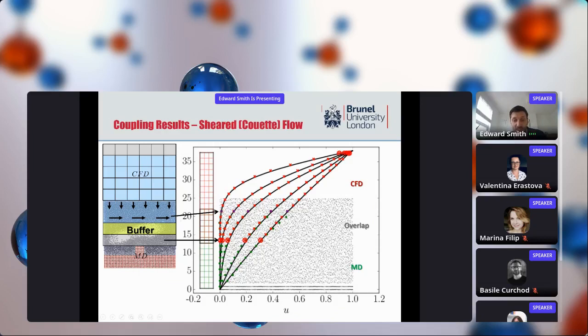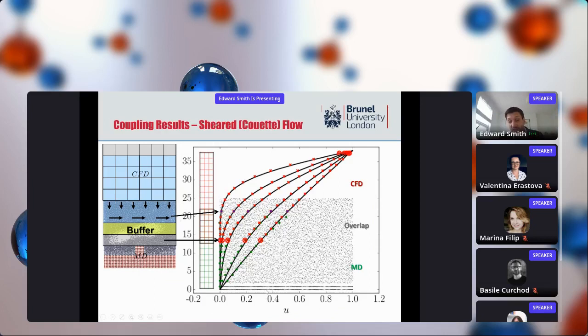So the key point here is that we've now got a system where our CFD can have some flow, whatever that is, and we have it linked now to the MD system. So whatever we want to apply as an overall engineering flow from an engineering CFD simulation, we can then look at how that affects a molecular interface.